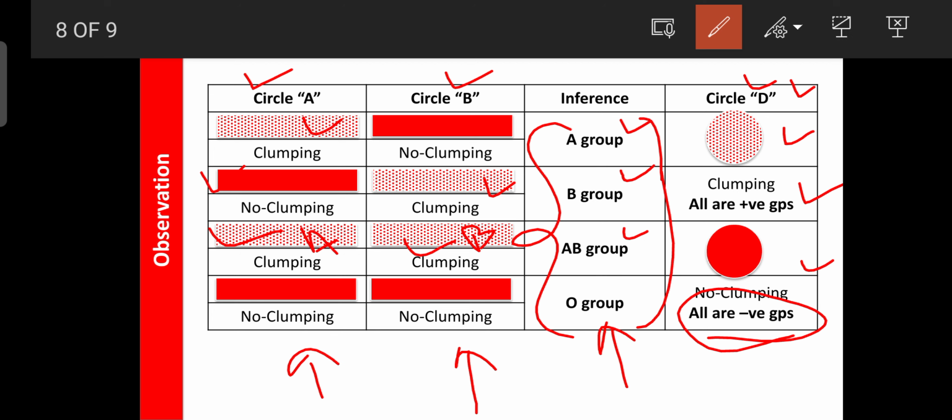And whatever solutions we are putting in circle A, circle B and circle D: circle A contains monoclonal antibody A, circle B contains monoclonal antibody B, and circle D contains monoclonal antibody D. If the respective antigen is present, then the antigen antibody reaction forms, and then the clump forms.